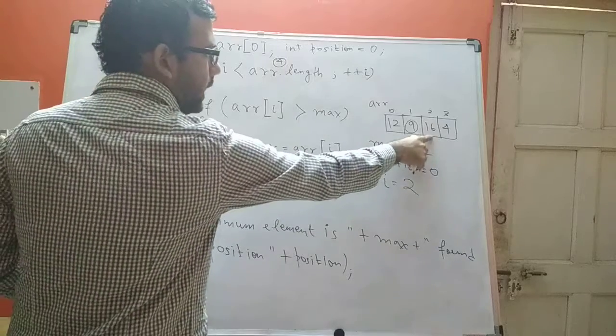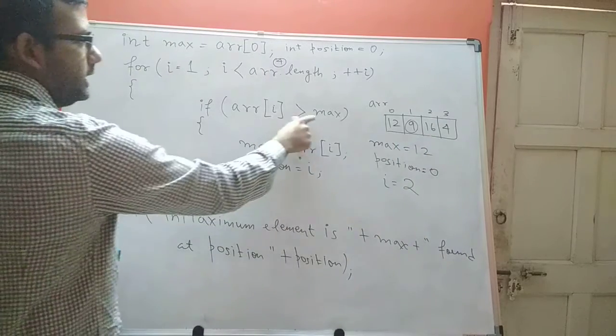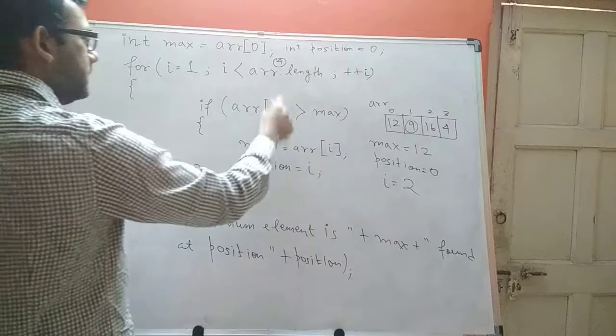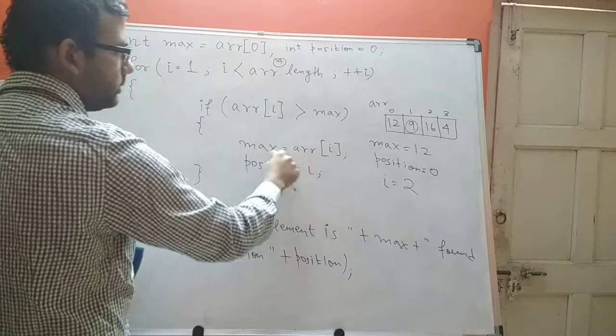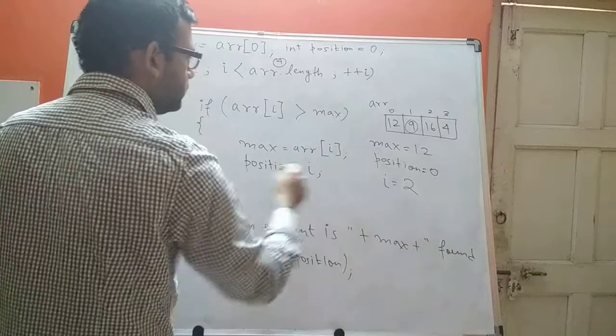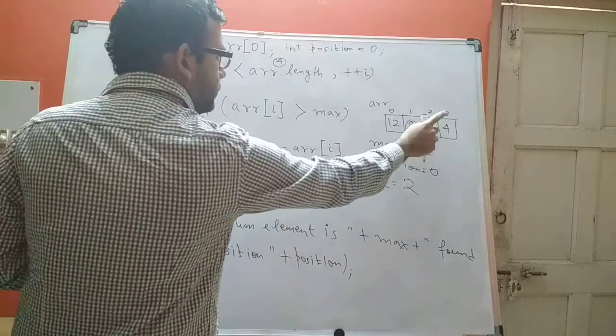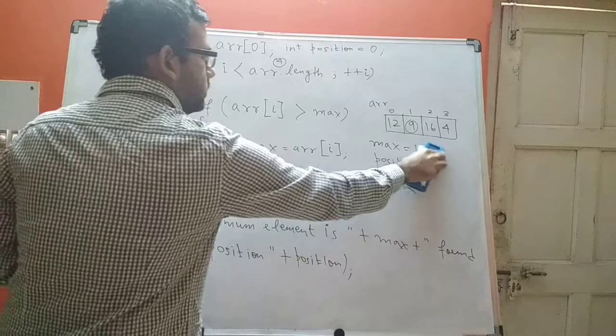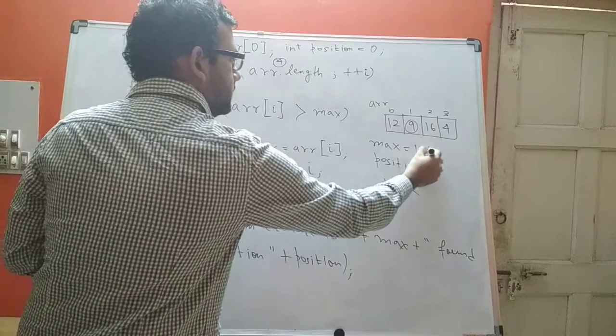What is ARR of 2? ARR of 2 is 16. Is 16 greater than max? Yes, 16 is greater than max. So you come inside. So max will become ARR of I. What is ARR of I? ARR of 2. So ARR of 2, which is 16, will now be stored inside max.